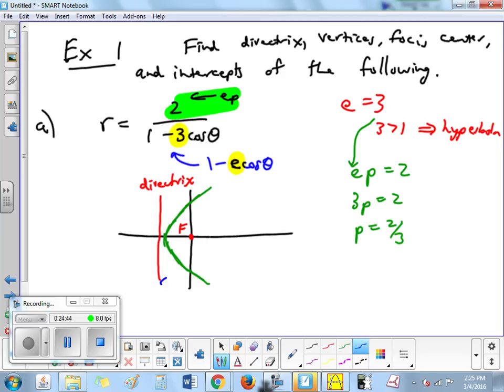So I think we just figured out where our directrix is. If this distance is truly 2/3, and it is, then we know that the equation of the directrix is x equals negative 2/3. This is the first thing they asked me to find. So I'm going to get up here and write x equals negative 2/3. I found my first thing. Feels like success.